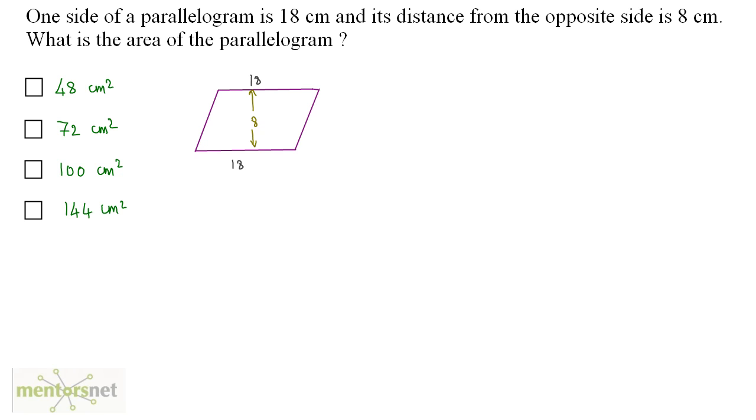So what is the area of a parallelogram? Well, it is base into height. Now you've got the base, you've got the height, so let's put it in the formula. The base is 18 times the height is 8. So 18 times 8 will give you 144, and this will be centimeter square. So option D is the correct answer.